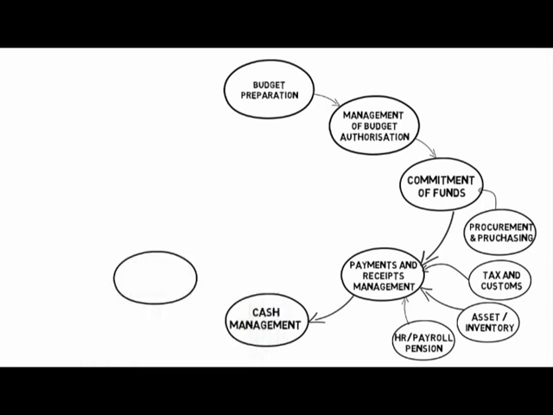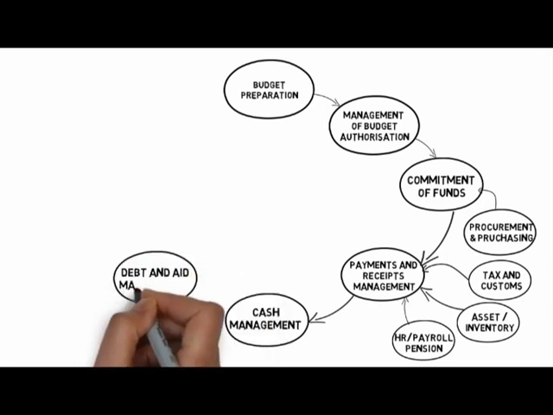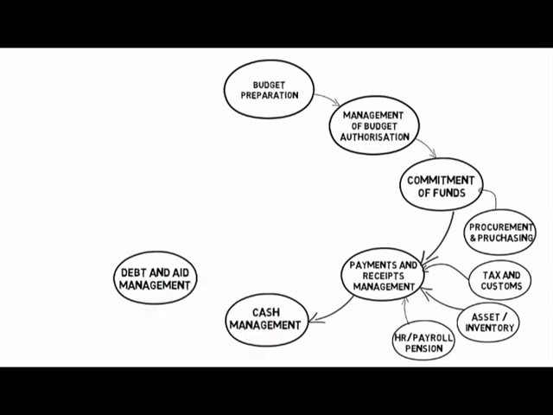In addition to internal revenues, the government collects funds from foreign debts and aids, and also from domestic loans. Debt and aid management systems are in place in most countries and are linked with the core modules of GFMIS.